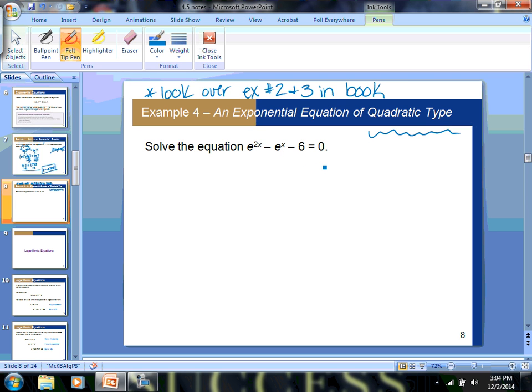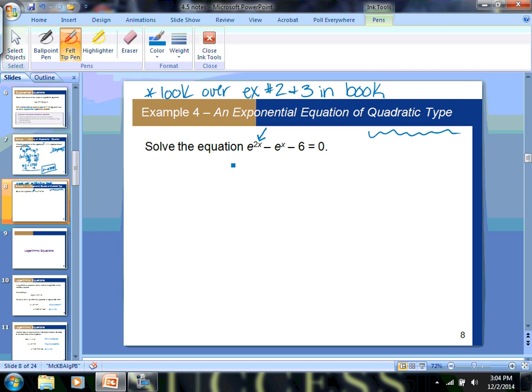It doesn't look like a quadratic the way it's written. So we want to tweak it just a little bit to make it a quadratic, so that we can solve it by factoring. And what we're going to change is this exponent right here, that 2x. Remember, when you have a power to a power, you multiply. So that means that this was really something raised to a power. It was e to some power raised to another power. And then they took those two exponents and multiplied them together and got the 2x.